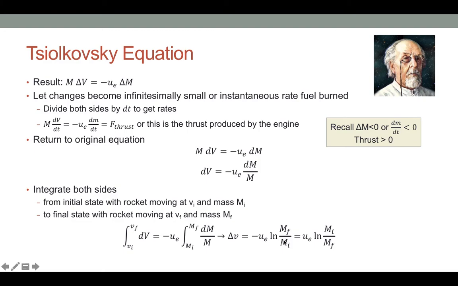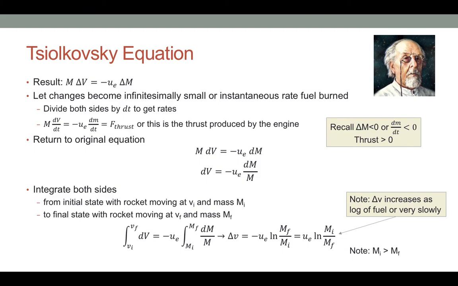However, the final mass is smaller than the initial mass, so this logarithm is negative, which cancels out that negative sign. So this doesn't look like a negative number, I'm going to flip this ratio right here, so this is now a positive number, noting that m sub i is greater than m sub f, because this is the initial mass of the rocket, and that's the final mass of the rocket after the fuel has been burned. Here, one thing to note, to the dismay of rocket scientists, is that how much velocity I gain increases only logarithmically with the amount of fuel that I burn. So it increases very slowly, which is unfortunate, but that's what the math tells us.